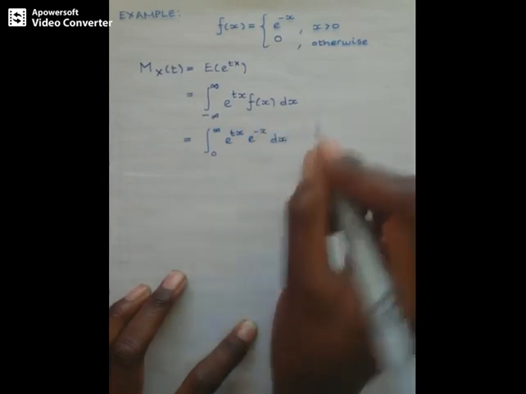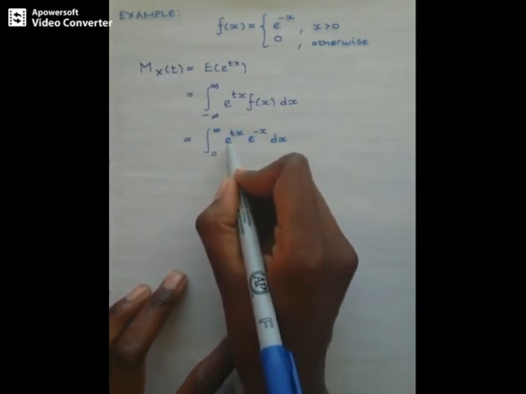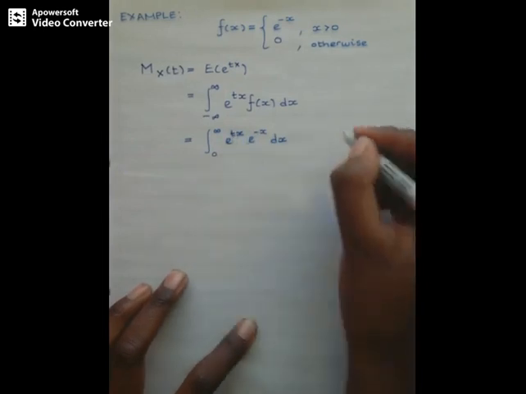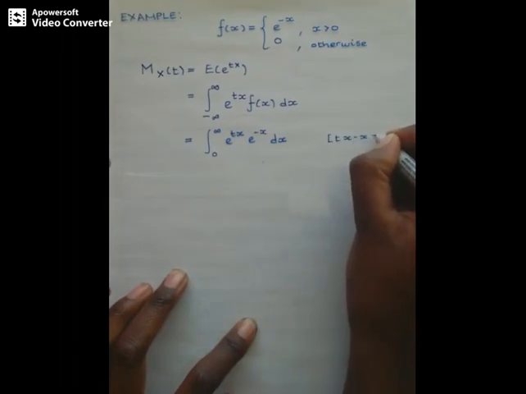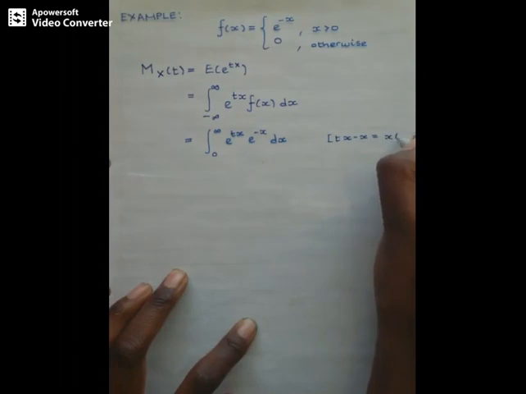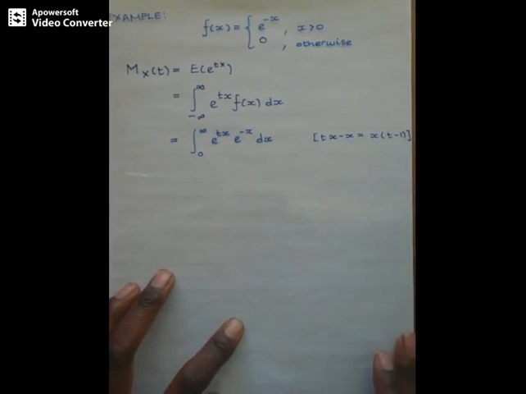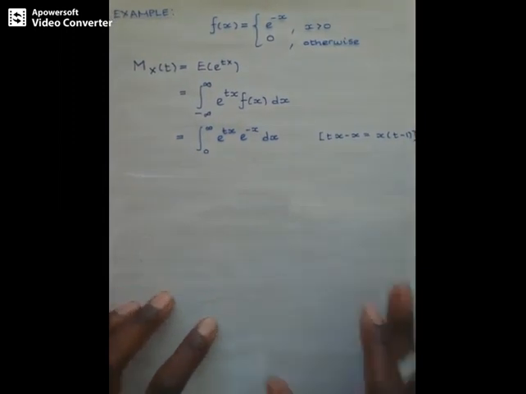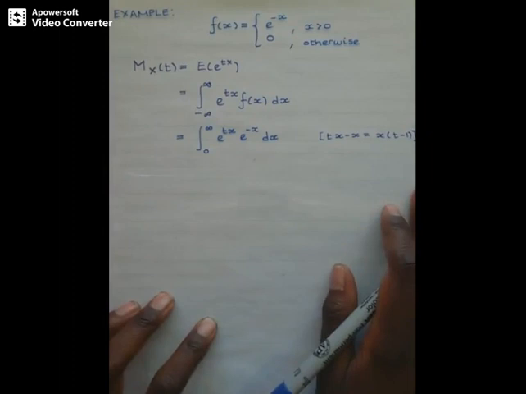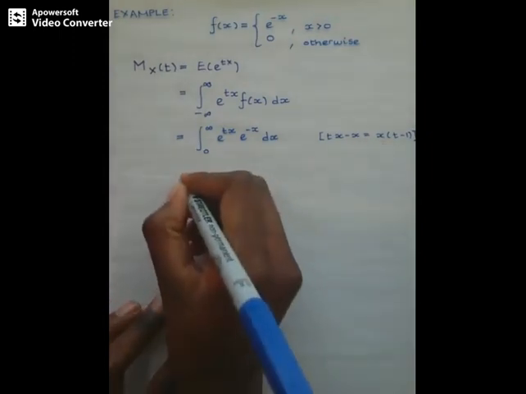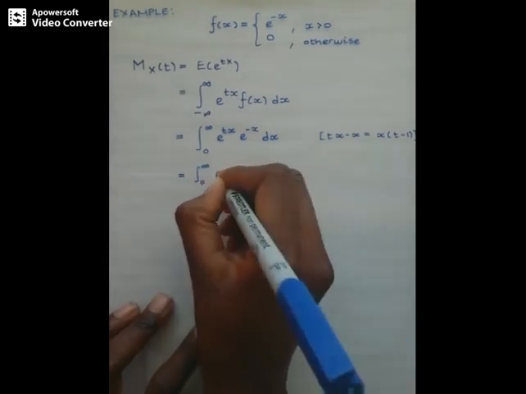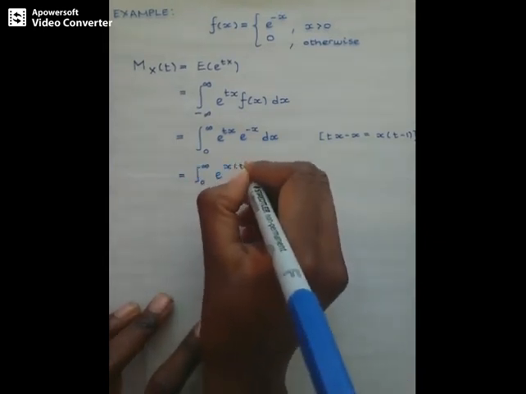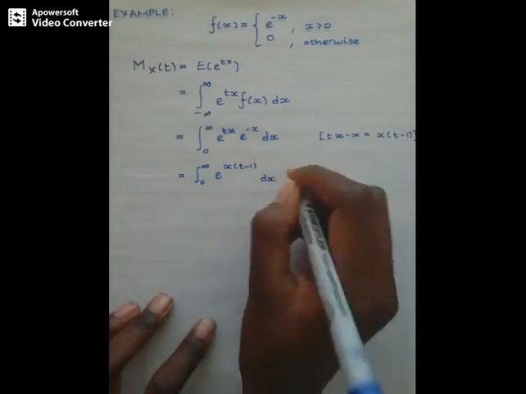Okay, so now if I just focus on those powers, they have the same base, so you can just add the powers. I'm just going to do it on the side here. So tx minus x is just equal to x times t minus 1. Okay, let me move that down. Sorry about that. Since we've agreed that's the case, I'm just going to substitute it in the power. So the integral is from 0 to infinity, e to the power of x times t minus 1 dx.